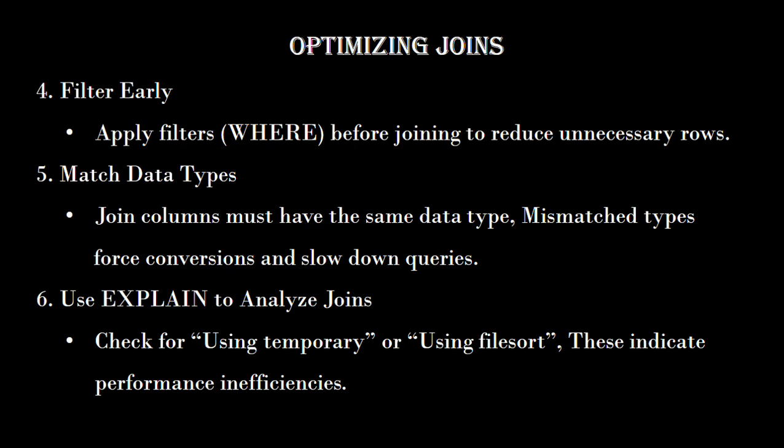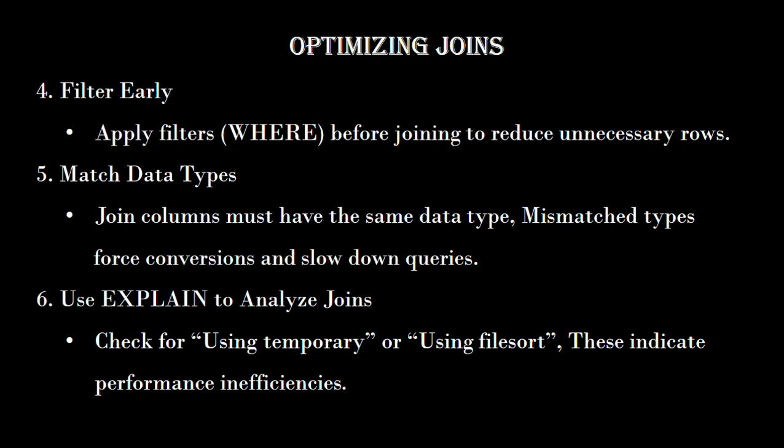In the same way, filter early. Before the joining is applied, if we could filter only the necessary rows and remove the unnecessary rows using filter conditions, it would reduce a lot of IO operations. We also need to make sure that the data types of the joined columns are the same. If they are not the same, then SQL would force the conversion, but that forced conversion will take time and it will slow down your query.